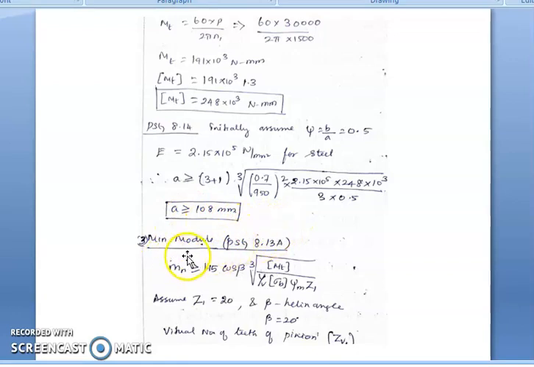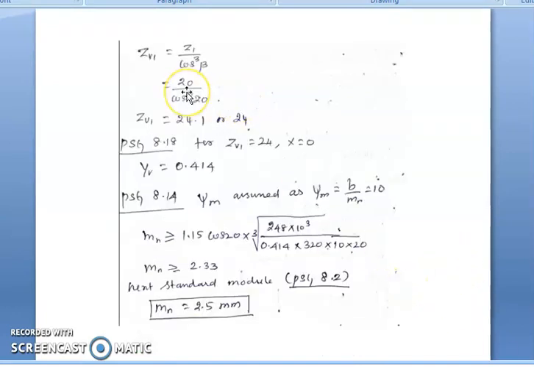Then the third step is the minimum module. The formula for this is available at page number 8.13a. Similarly, we have to identify all the values. Here, beta is nothing but the helix angle, YV is the form factor, psi m we have to decide, and Z1 we have to find out. Assume Z1 is equal to 20. For the helix angle, beta is equal to 20. Here this is actually a helical gear, so we imagine it as an imaginary spur gear. For that we should calculate the virtual number of teeth, that is ZV1.